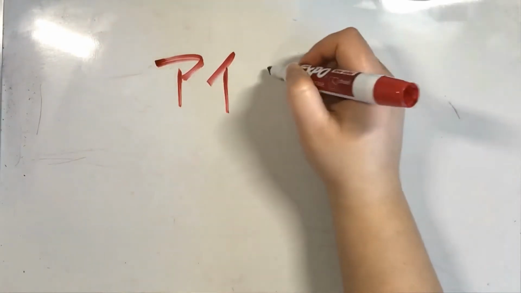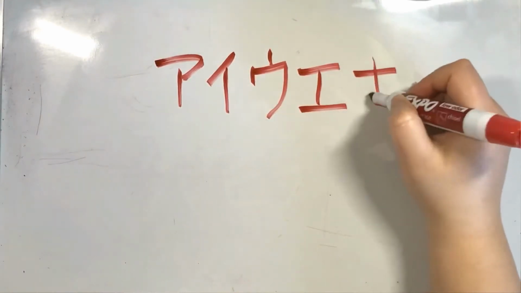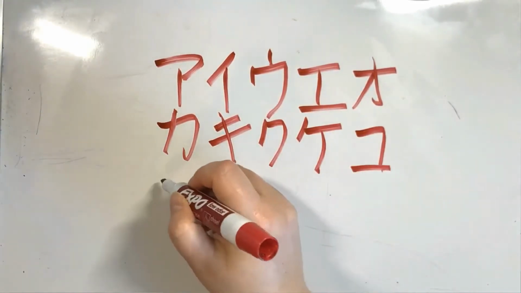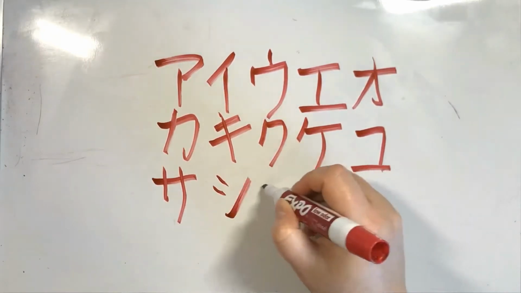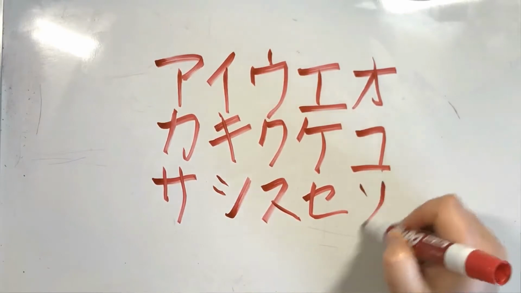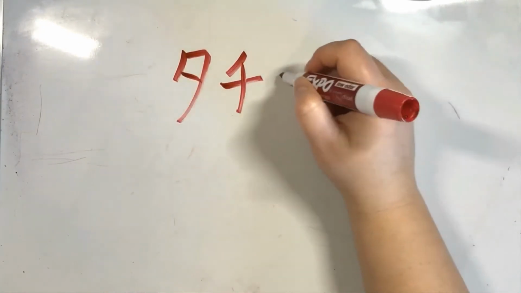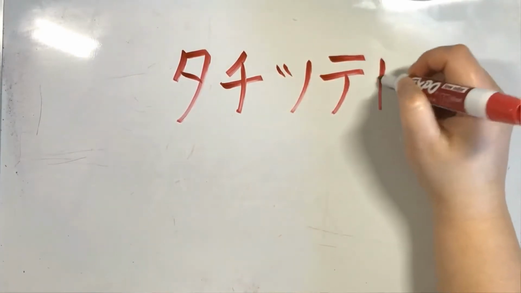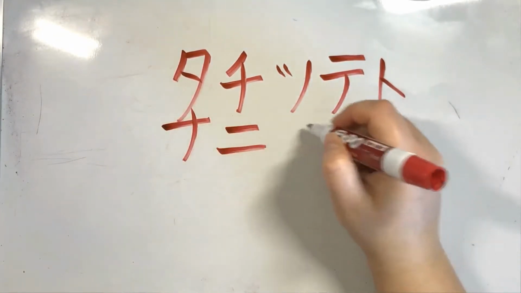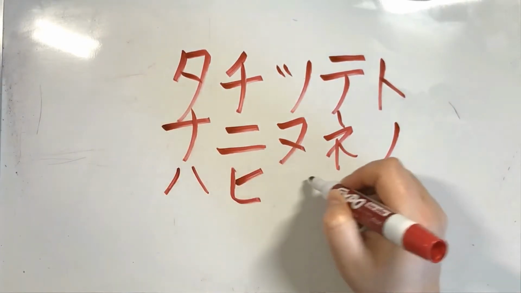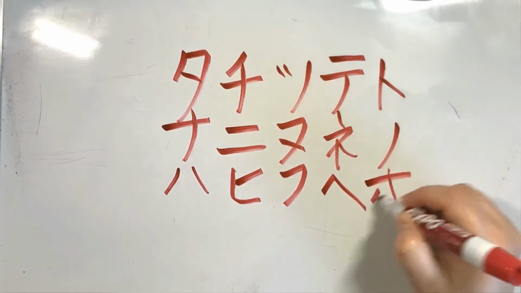So first, let's review the characters that we've already learned, which are A, I, U, E, O, Ka, Ki, Ku, Ke, Ko, Sa, Shi, Su, Se, So, Ta, Chi, Tsu, Te, To, Na, Ni, Nu, Ne, No, and Ha, Hi, Fu, He, Ho.